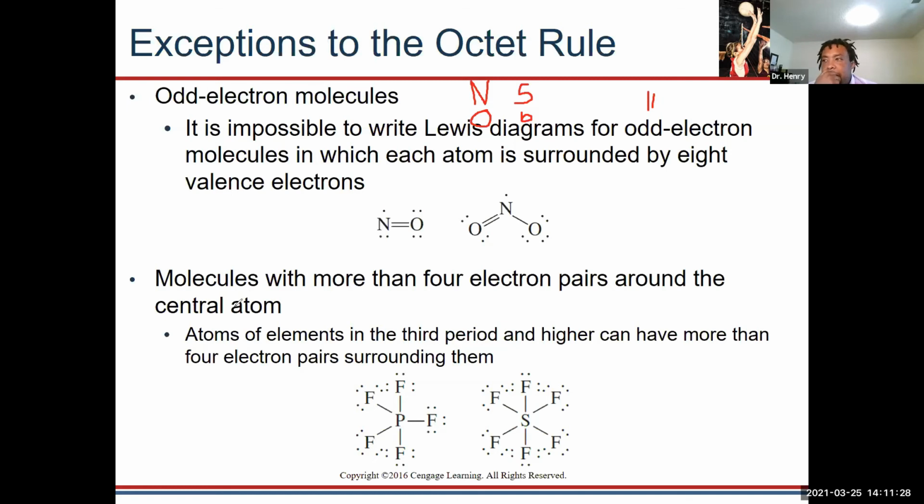Our second exception is when we have more than 4 pairs around us. This is called hypervalent, and it actually happens quite a bit. Hypervalence basically means that you have more than 8 around you. So if we count how many are around this phosphorus, how many do you have around the phosphorus?